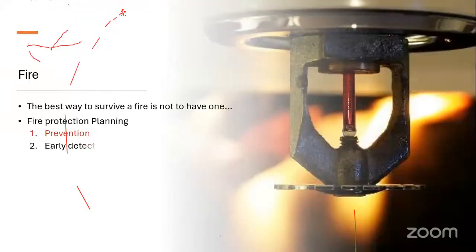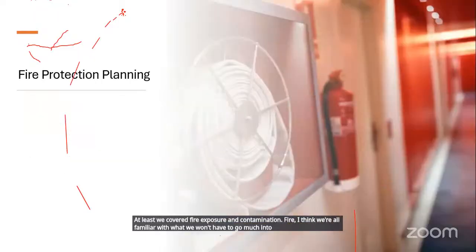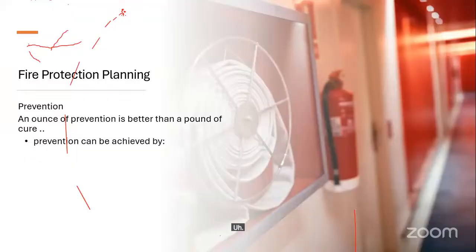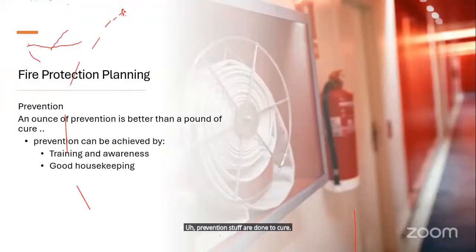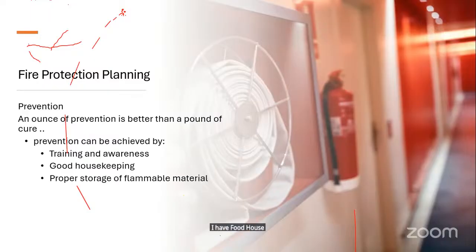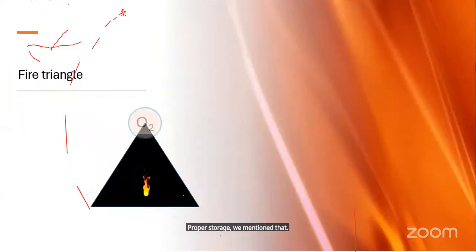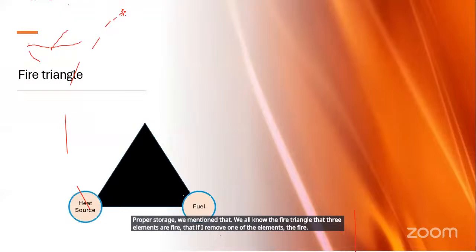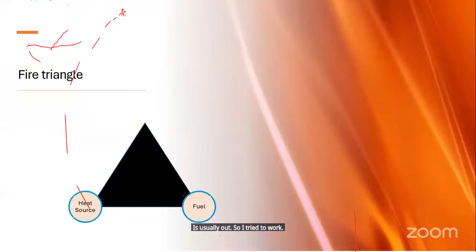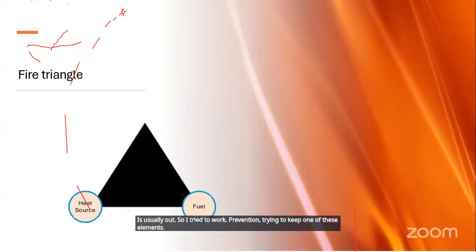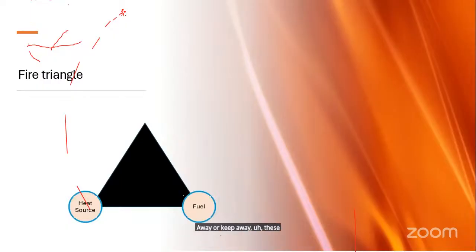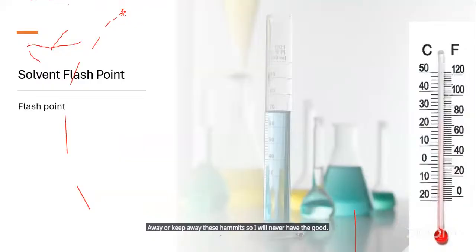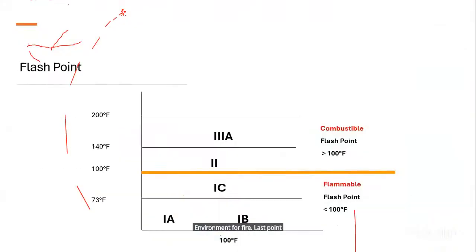Fire, I think we're all familiar. We won't go into much detail about fire. Protection and prevention is better than the cure. How can I prevent fires? I have flammable materials, so I need to train the staff. I have good housekeeping. Keep flammable materials away from hazardous substances. Proper storage. We all know the fire triangle, the three elements of fire. If I remove one of the elements, the fire is usually out. So try to keep one of these elements away, so I'll never have the good environment for fire. Last point we already covered.